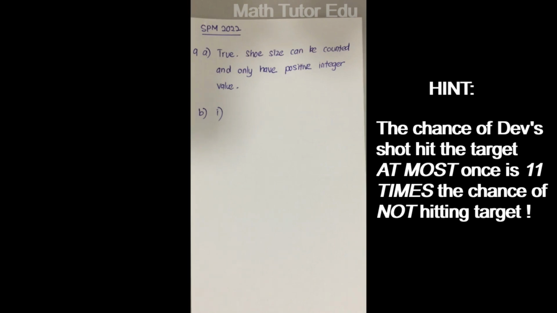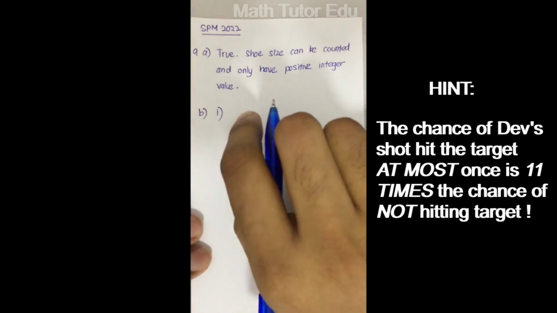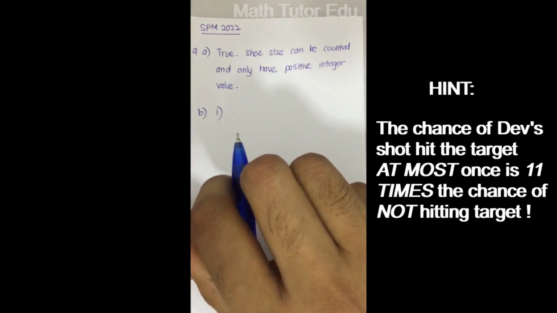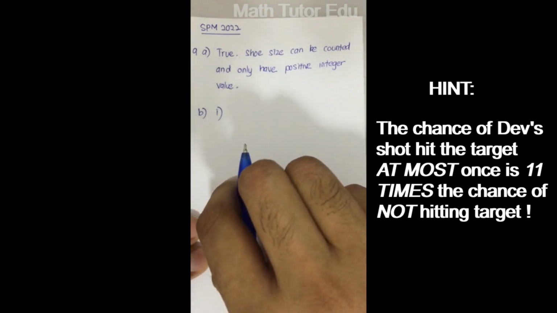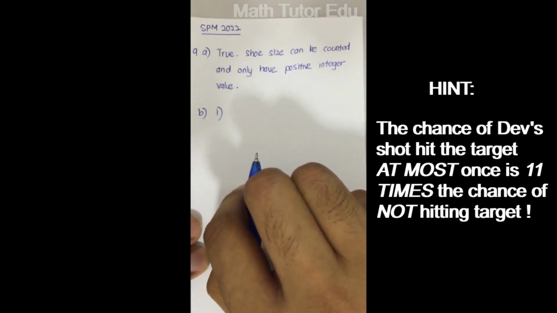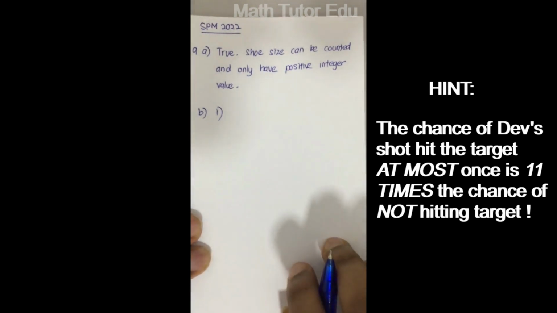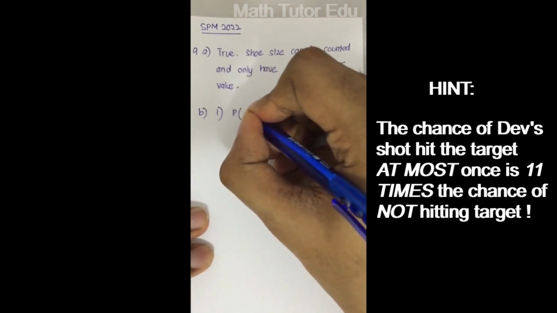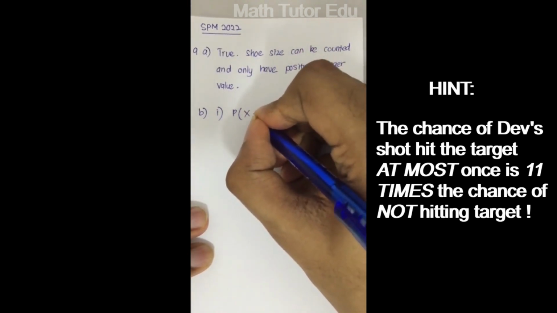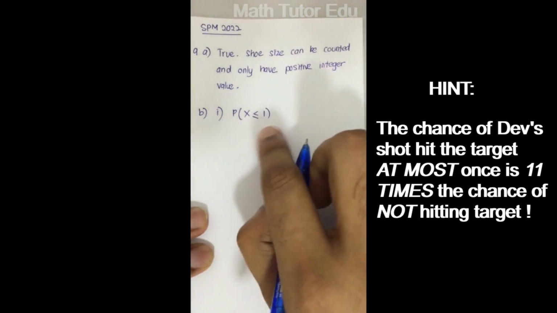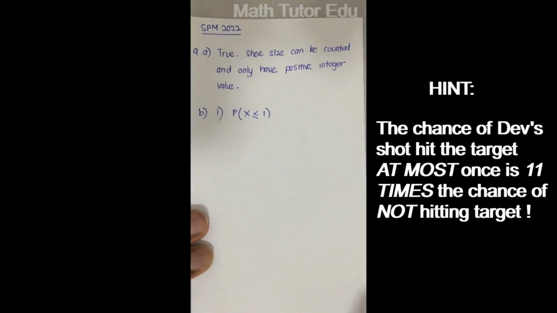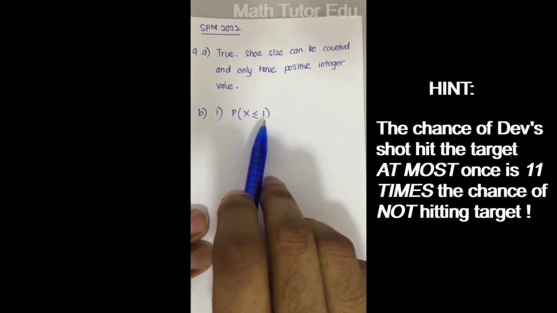Okay, so from here, since they highlight that the chance of Dave shots hit the target at most once is 11 times the chance of not hitting the target, so from here we can conclude that probability, where x less than equal to 1. Okay, why less than equal to 1? Because the chance of Dave shot hit the target at most. Let me highlight here, guys, at most once. That's why I highlight here 1.